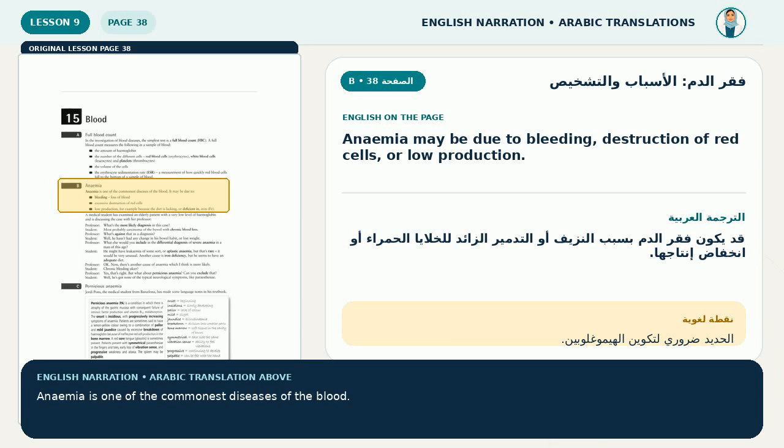Anemia is one of the commonest diseases of the blood. The page gives 3 important possible causes. The first is bleeding, which means loss of blood. The second is excessive destruction of red cells. Excessive means more than normal. The third is low production of red cells. This can happen, for example, when the diet is lacking in iron or deficient in iron. Iron is important for making hemoglobin.